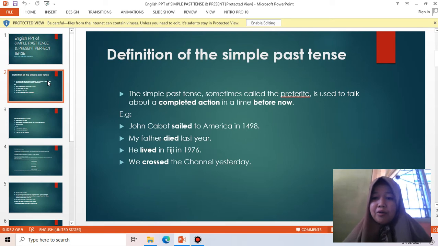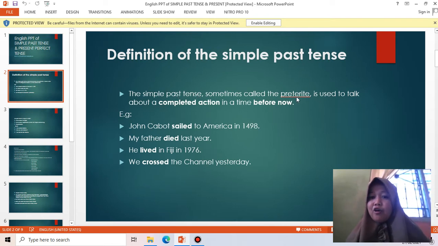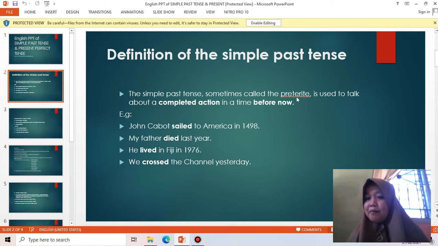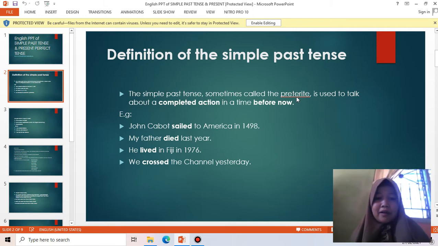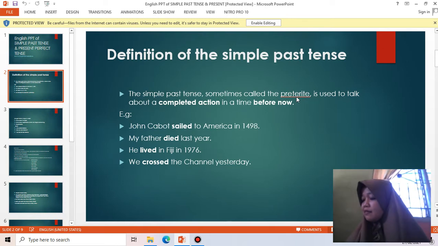So, now we go to the definition of the simple past tense. Actually, simple past tense is some activities that started and ended in the past. In other words, the simple past tense, sometimes called the preterite, is used to talk about completed actions at a time before now. For example, John Cabot sailed to America in 1488. My father died last year. He lived in Fiji in 1976. We crossed the channel yesterday.